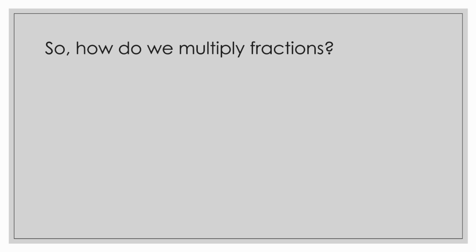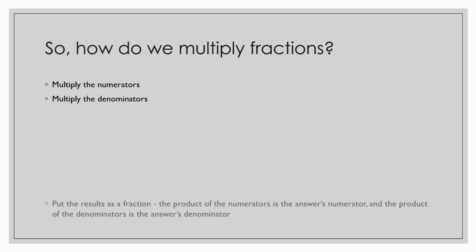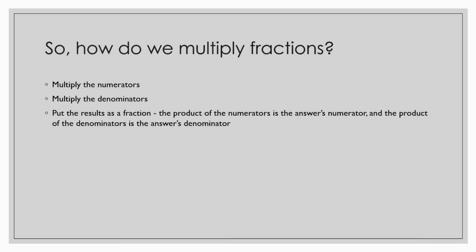So how do we multiply fractions? We multiply fractions by multiplying the numerators and multiplying the denominators. So we do this separately, and then once we're done, we put the results as a fraction. The product of the numerators is the answer's numerator, and the product of the denominators is the answer's denominator. To see why this makes sense, I have linked a video down in the description that explains more about this. And then the last step is to simplify if we need to.